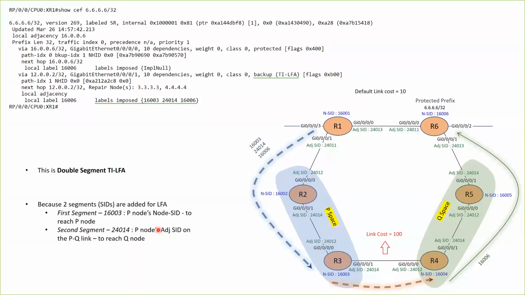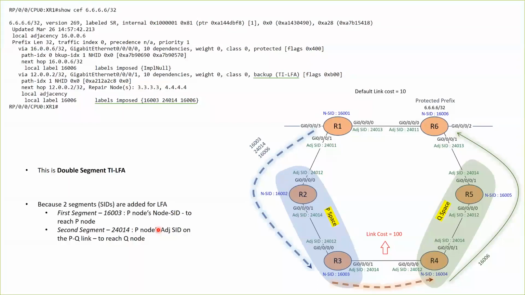So what will R2 do? R1 will send with 3 labels to R2. R2 will pop 16,003 because R3 is directly connected, right? R2 will send 24,014 and 16,006 to R3, 2 labels. R3 has received a top label 24,014, which is its adjacency SID to go to R4, right? So R3 will pop 24,014. R4 will receive a single labeled packet, which is 16,006, and send it to the destination.